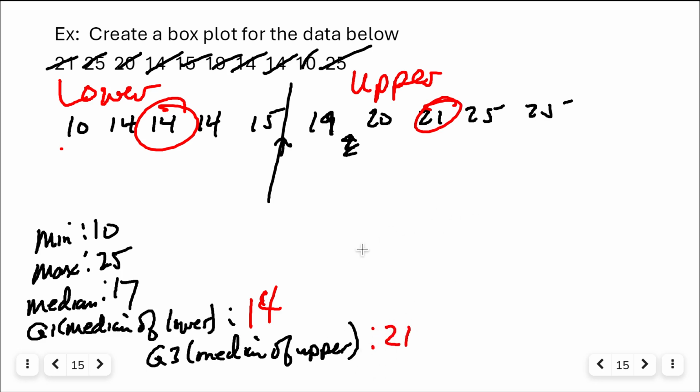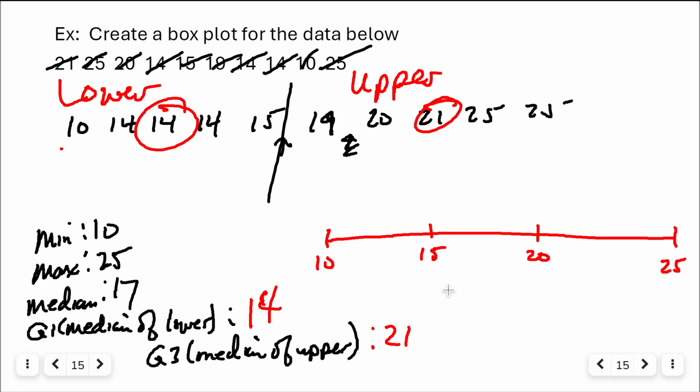Okay, now I want to draw the actual box plot. So let's put 10 on here. We'll put 25. That's the max. And then we'll just go by 5s, I think, just to make it a little easier. So we got 15, we got 20, and 25. I'm not going to write all the numbers down. We'll just plot them where they belong.